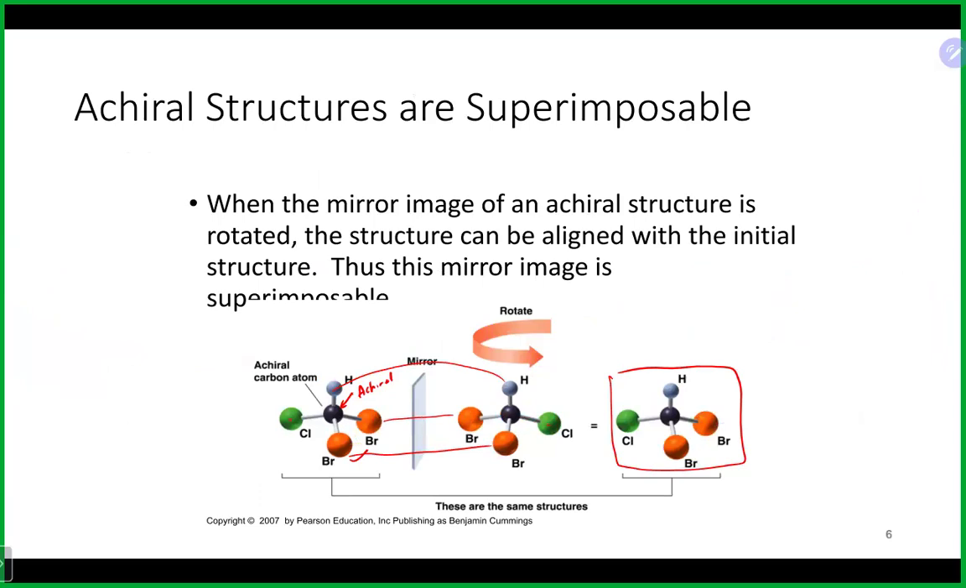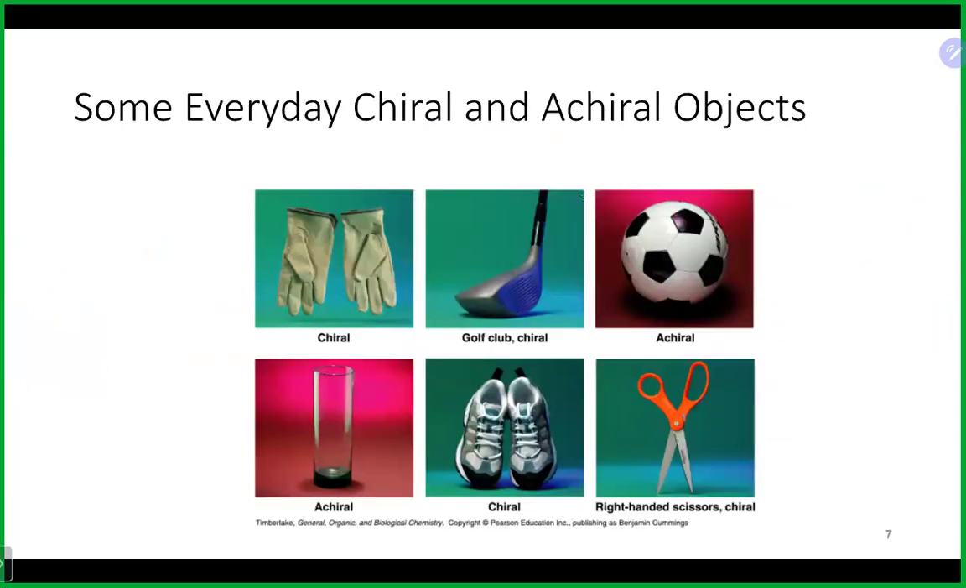Question. Here are some examples of chiral and achiral things. Chiral are gloves, golf clubs. Achirals are a soccer ball, a glass. And our shoes are chiral as well. And right-handed scissors. Anything with a plane of symmetry, if you could cut it in the middle and it's basically the same on both sides, will be basically achiral, right? And they can superimpose on each other. And that's what's happening with the soccer ball and the glass in that case.